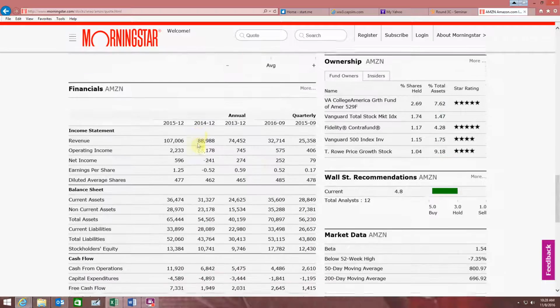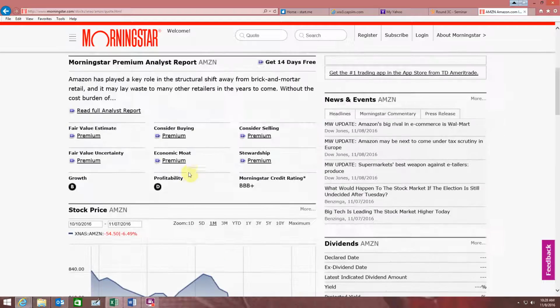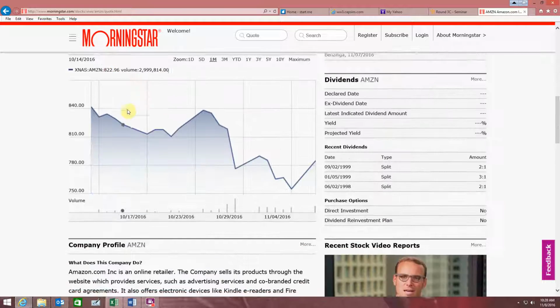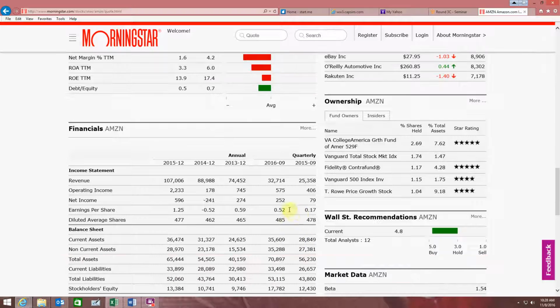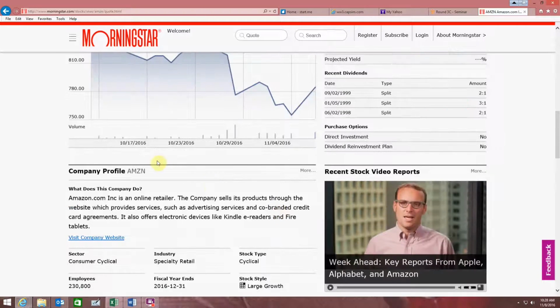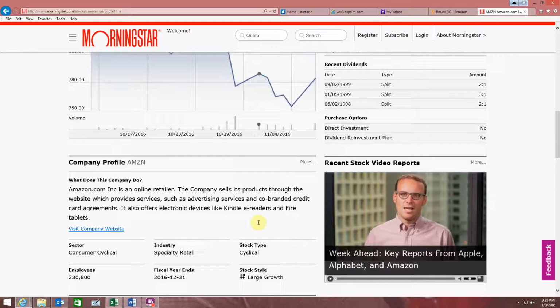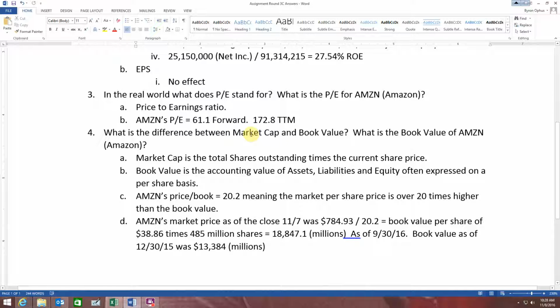If we looked at the income for last year as $1.25 per share, and divide that into 791, it's going to be even more than that. So they're probably taking this quarterly and annualizing that to about $2. That's where they're getting this particular 179.6 price to earnings ratio. So either one would be relatively correct. And again, it's changed.